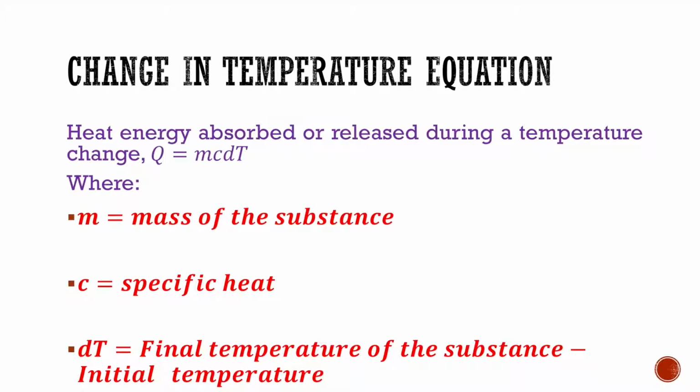One is Q is equal to mc dt. This is for the temperature change. That means heat absorbed or released when there occurs a temperature change. So here there is no phase change occurring. The only thing happening is a change in temperature. So here Q is the heat energy absorbed or released by this temperature change. M is the mass of the substance, C is the specific heat of the substance, and dt is the change in temperature. So dt is final temperature minus initial temperature.